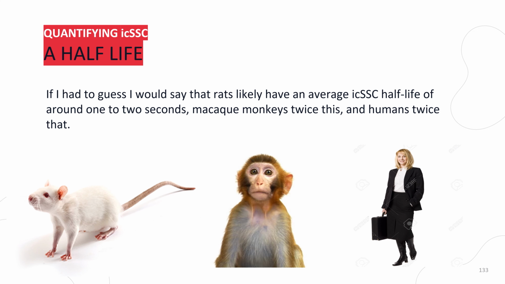If I had to guess, I'd say that rats likely have an average ICSSC half-life of around 1 to 2 seconds. Macaque monkeys twice this, and humans twice that. Does this sound right? Do you feel that half of your attention is replaced every 4 to 8 seconds? There are no scientists today that can give you a definitive answer. So like I said earlier, you're the expert.